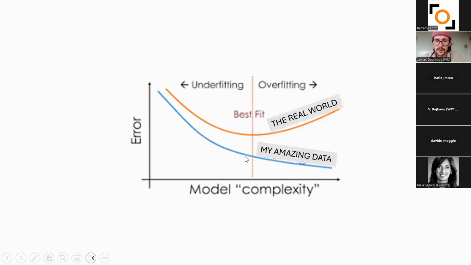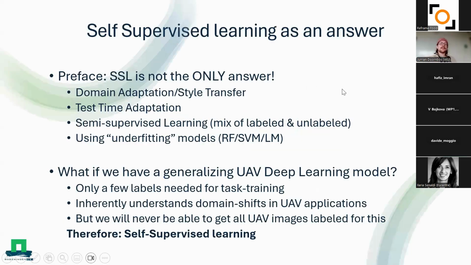So what happens in the outside world is usually your test error goes up crazy. This is where self-supervised learning comes in. I want to start off by saying self-supervised learning is not the only answer. There's so much going on in this field of generalization. There are so many different tricks and tools you can use. You have things like domain adaptation and style transfer.